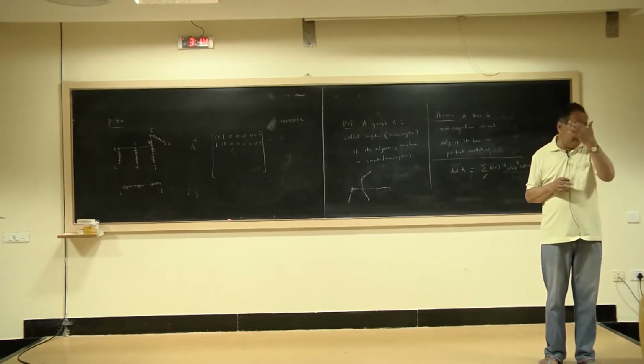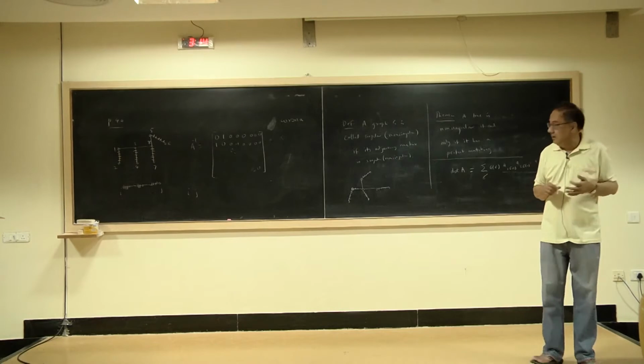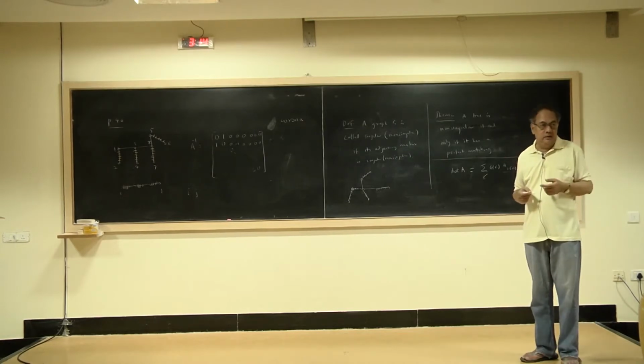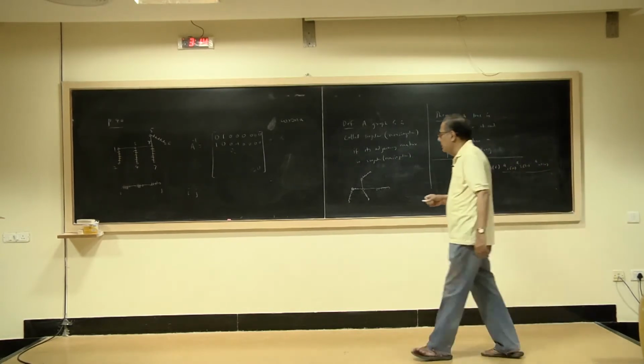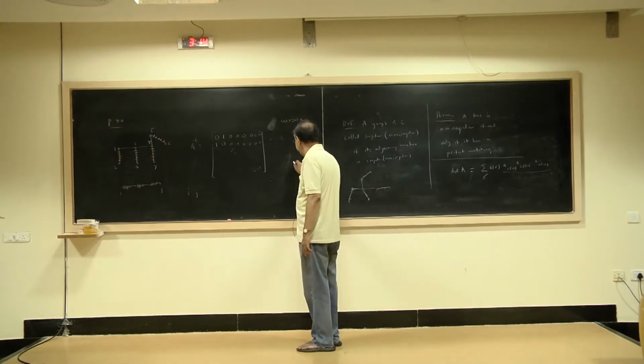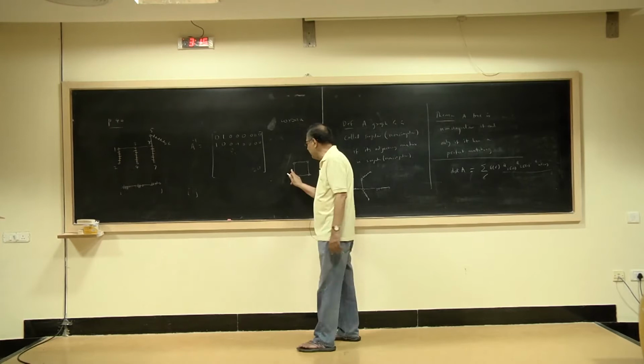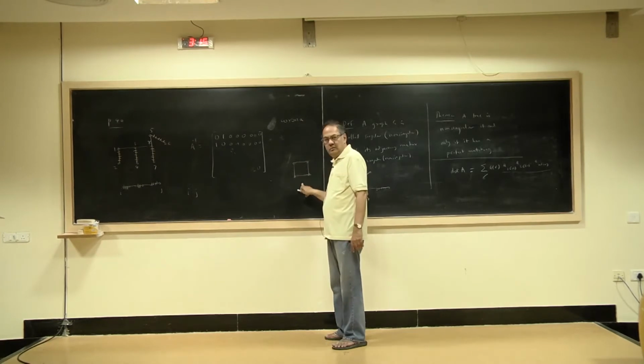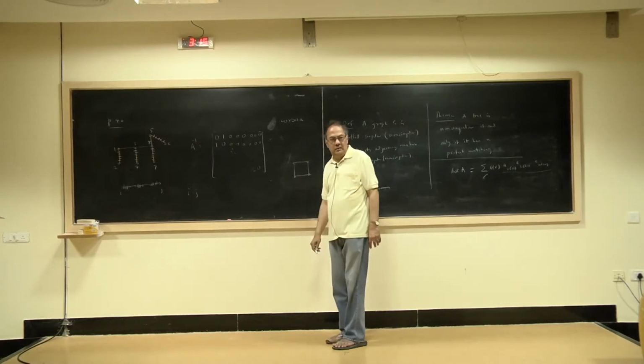Any bipartite graph may not have a unique perfect matching. Just take an even cycle. If you take an even cycle, then it has a perfect matching, but it is not unique because these two are these two. But that's not a good example.